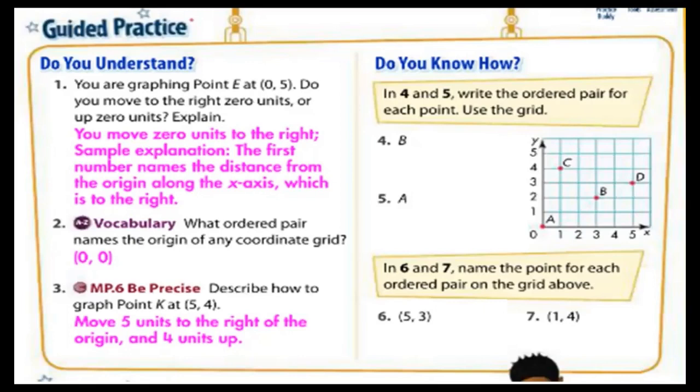He asked you in 4 and 5 to write the ordered pair for each point using the grid. Use the grid in front of you to determine the ordered pair for point B. Look at my mouse arrow here. This is point B. I'm looking for the ordered pair for point B. So I'm going to determine the perpendicular, which refers to 3 on X. And the other perpendicular refers to 2 on Y.